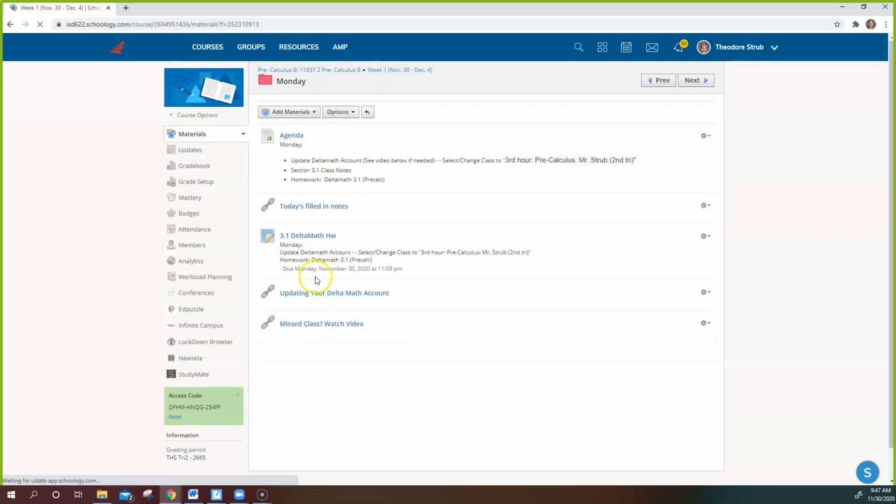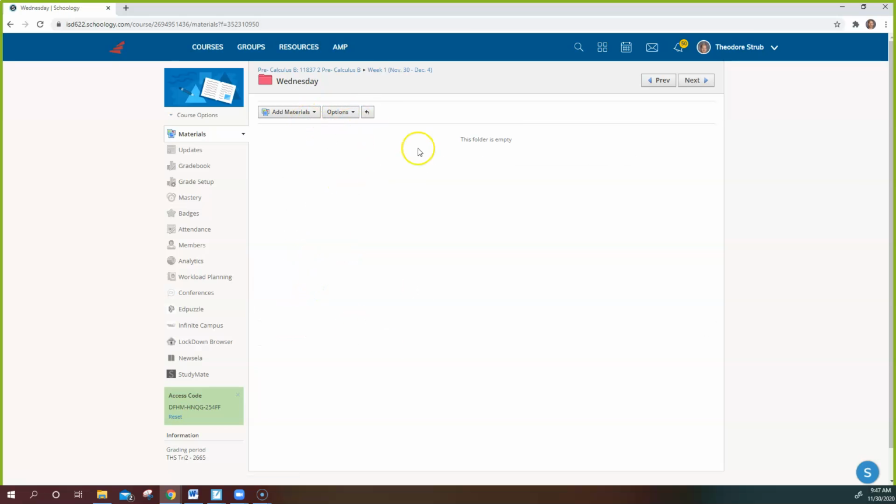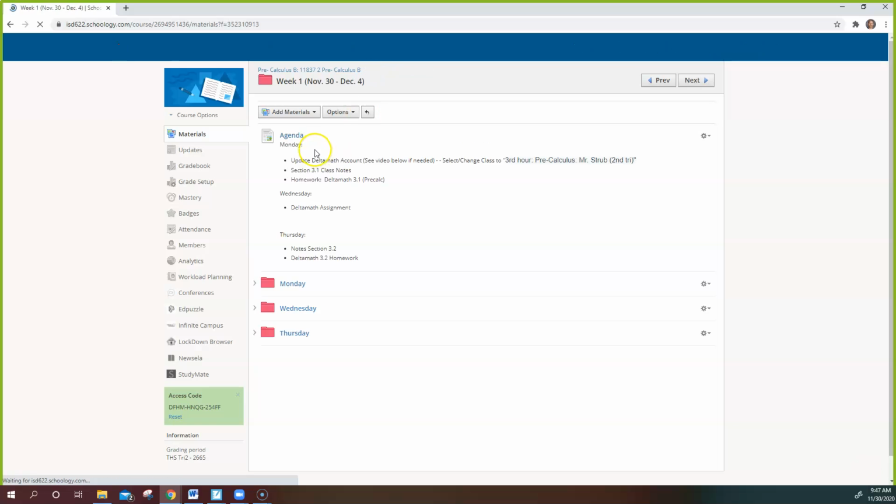But what I'm seeing is some students are treating Wednesdays as optional, and that's not true. You need to log in and click on the Wednesday folder. I didn't update this yet because I'm not sure how far we'll get today. But on Wednesday, when you click on that, there will be an agenda, and you need to follow it step by step for all of your classes.